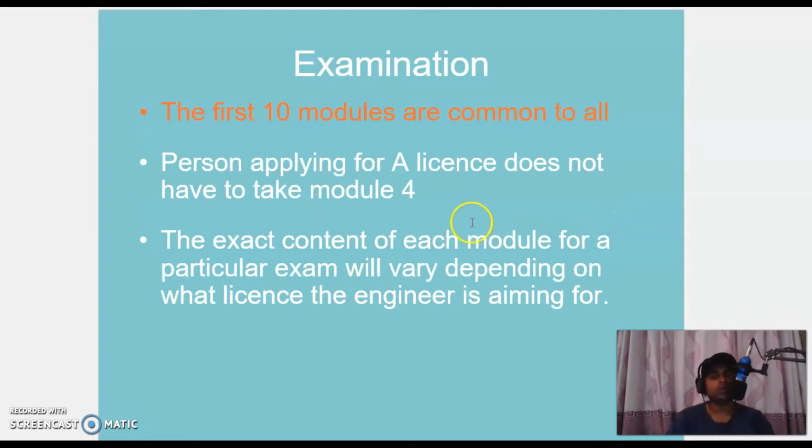Now we're going to move to the rules of the examination. The first 10 modules are common to all. Out of 17 modules, the first 10 modules are common for every person, right? The persons applying for the Cat A license do not have to take module 4. It means if you're going to apply for the Cat A license, you don't need to do module 4. And the exact content of each module for the particular exams will vary depending on what license the engineer is aiming for.